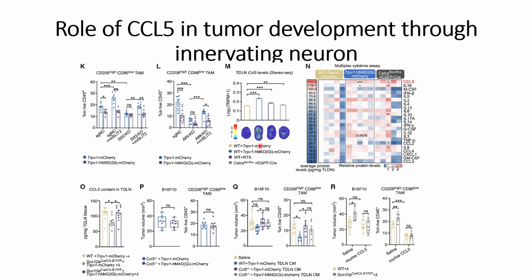So all together this indicates that CCL5 interactions also have a role towards tumor development through the activation of the innervating neuron. Basically, a higher amount of CCL5 will help in tumor suppression. This is what they finally conclude, not only in this figure but also in the whole paper, that CCL5 has a role towards tumor development through the activation of innervating neurons, along with the other things that we have discussed previously about the results mentioned in this paper.